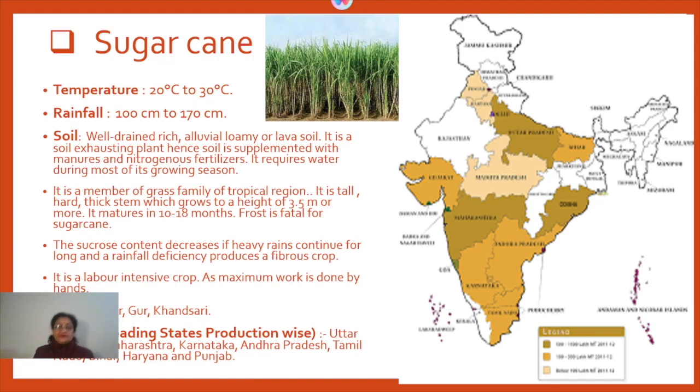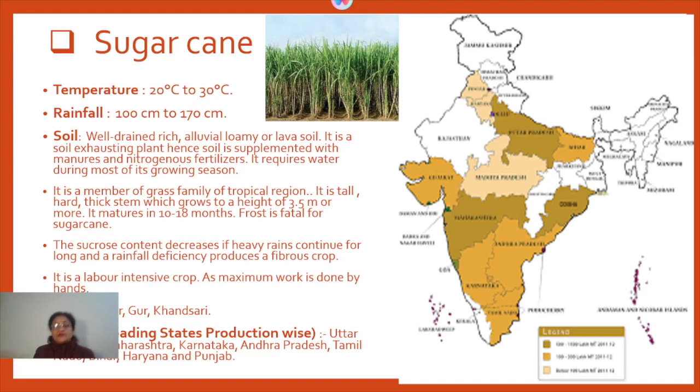Number 3 is frost. Frost is something which is very harmful for the sugarcane crop. So we have to protect this crop from frost also. That is why it is grown in the plains at the time when we are not having any frost conditions.